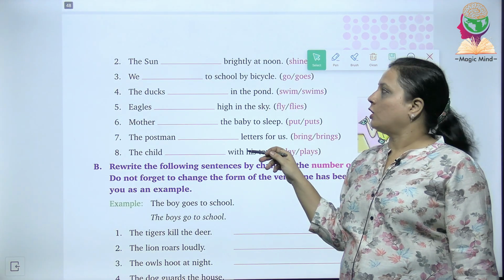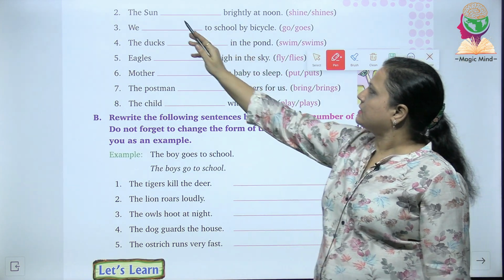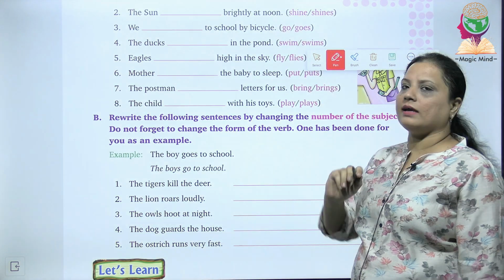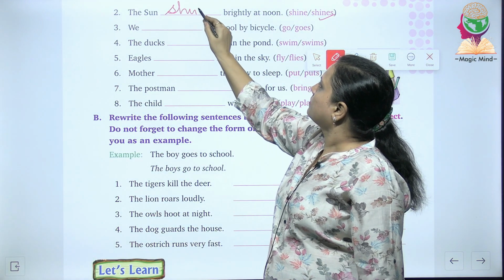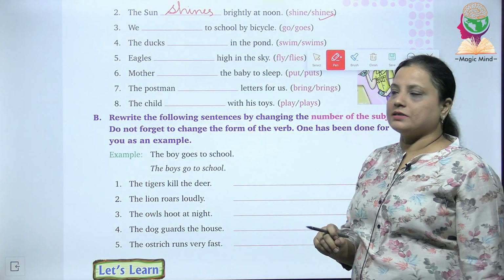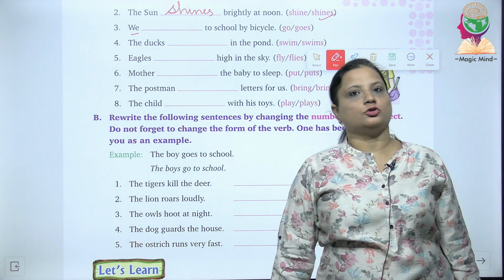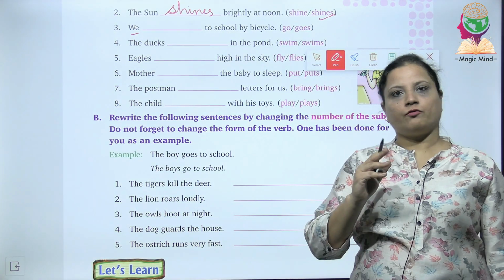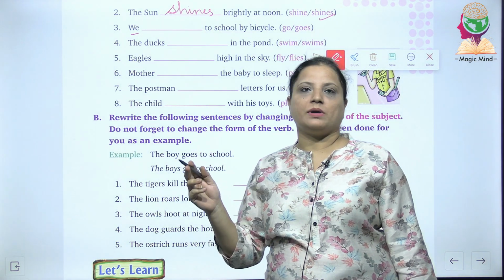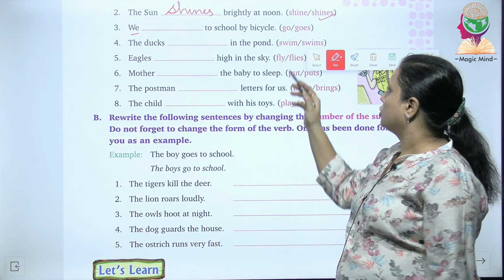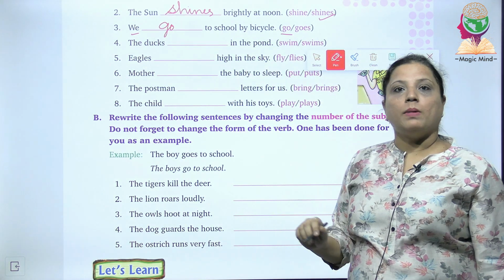Now on the next page we have the second sentence. What does the second sentence say? The sun dash brightly at noon. Again, the sun is a singular subject, hence we will use the word shines. Then the next, that is the third one, we dash to school by bicycle. Now see carefully, we is mentioned over here, that is they are talking about the first person, hence we will use the base form of the verb without any S or ES. So we will use go here. We go to school by bicycle.